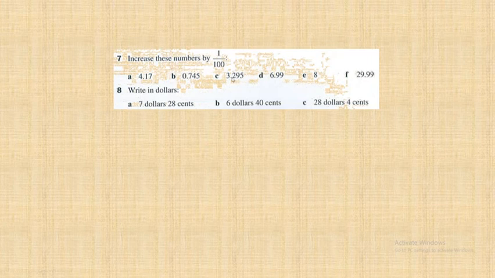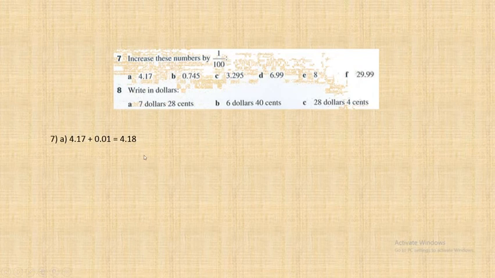Increase these numbers by 1 over 100. 1 over 100, what does it mean? If you want to convert it into decimal, it's going to be equal to 0.01. Okay, I want to increase these numbers by 0.01. So, number A here, 4.17 plus 0.01, I will add the hundredth with the hundredth. So make sure that you add with the same place values. Here's the hundredth place, and the 7 here's the hundredth place. So I'm adding 1 to this 7, so it's going to be 4.18.